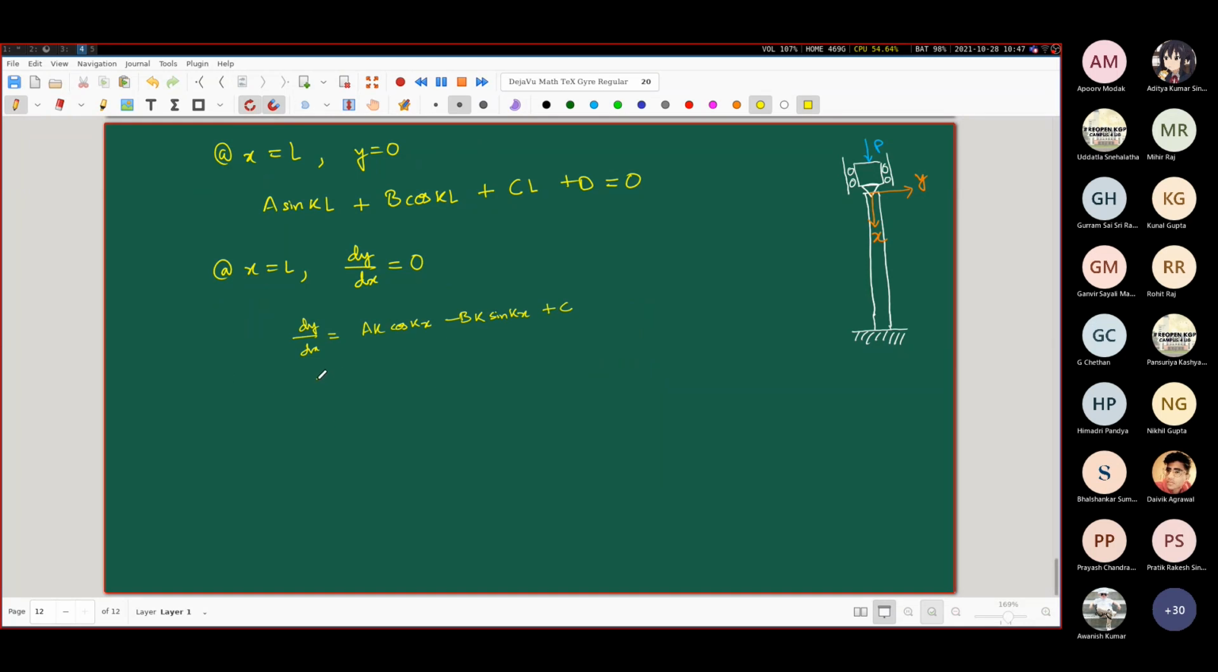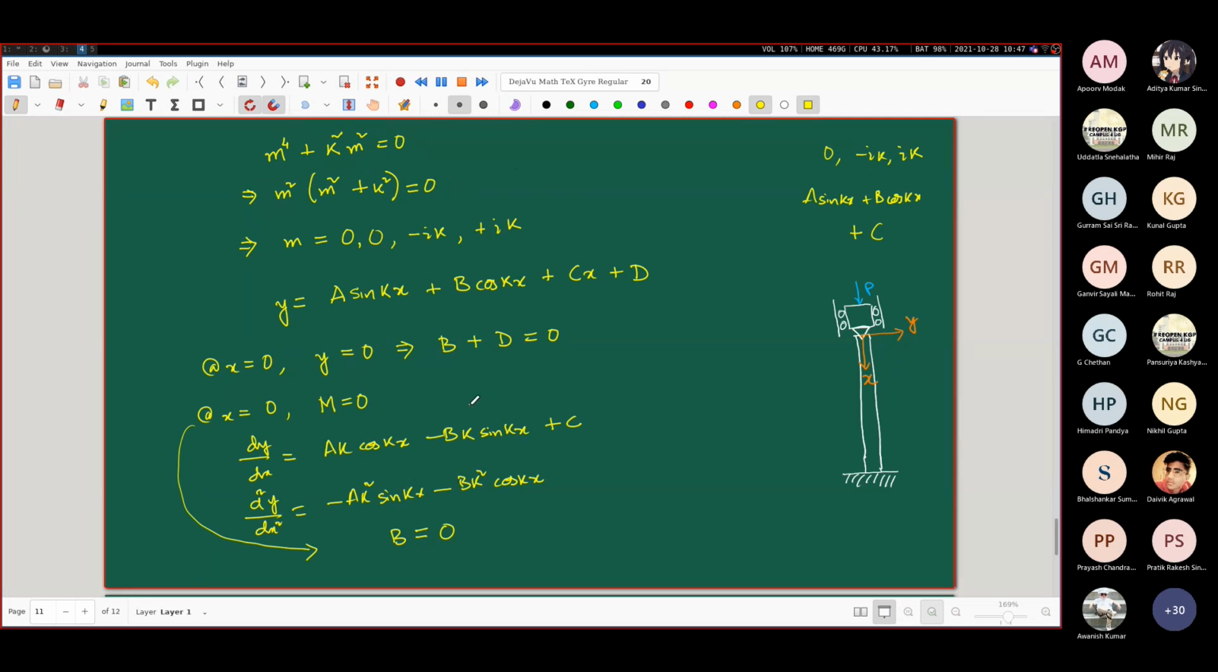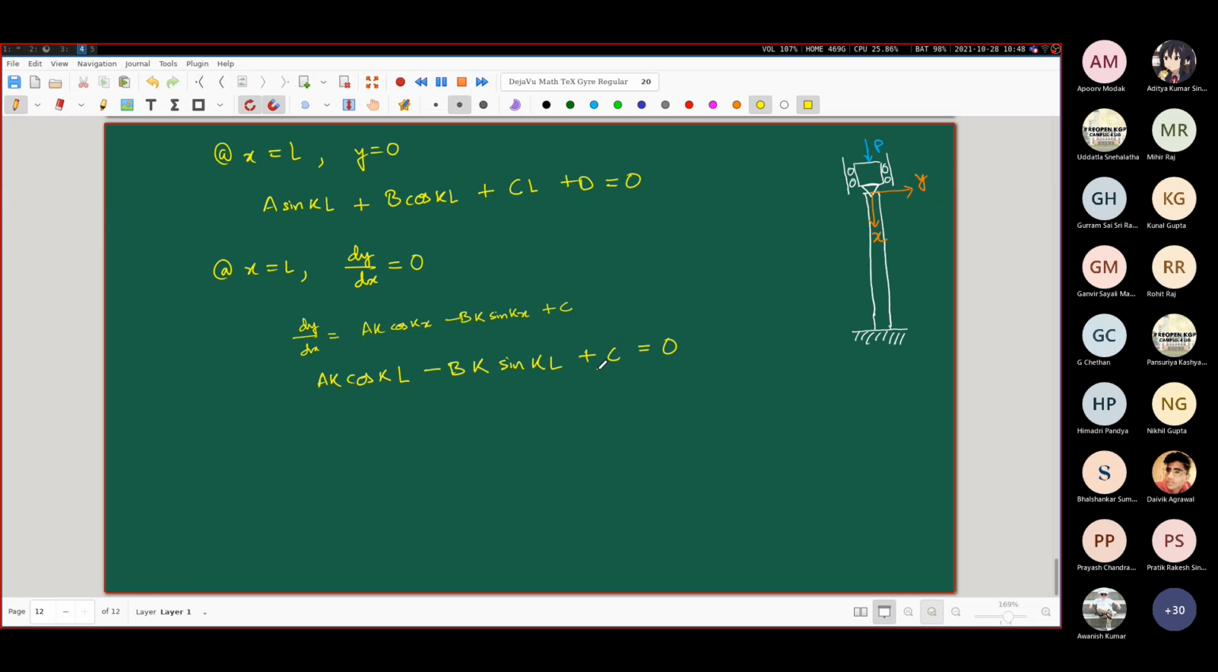So at x equal to L, this becomes ak cos KL minus bk sin KL plus c is equal to 0. Earlier we have obtained that b plus d is equal to 0 and b equal to 0. So you tell me, if b equal to 0, d is also equal to 0. So this becomes a little bit simplified. This b also goes away, this b also goes away. What are we left with?